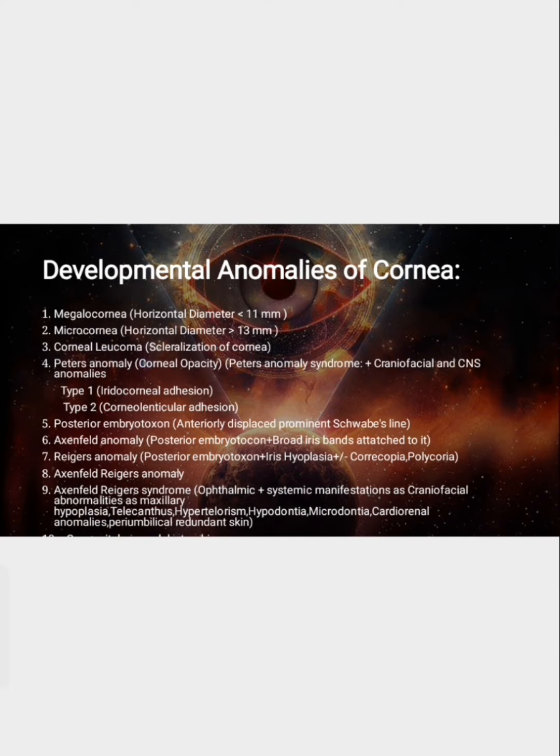Any deviation from the normal development of the cornea leads to various anomalies. For example, megalocornea, microcornea, corneal leucoma, Peters anomaly, posterior embryotoxon, Axenfeld anomaly, Rieger anomaly, Axenfeld-Rieger syndrome, and congenital corneal dystrophies.